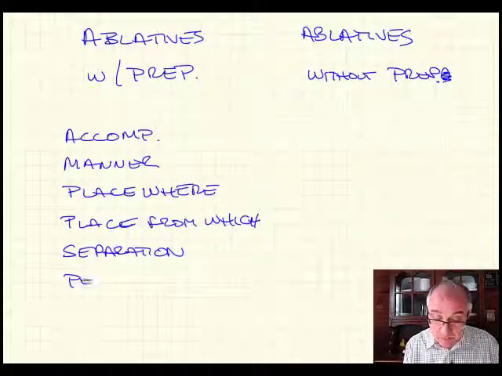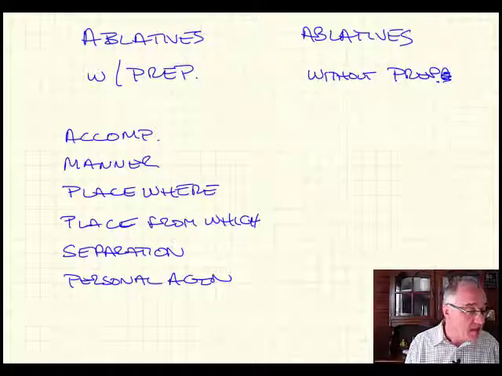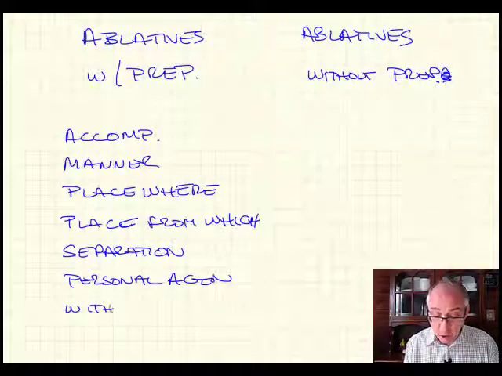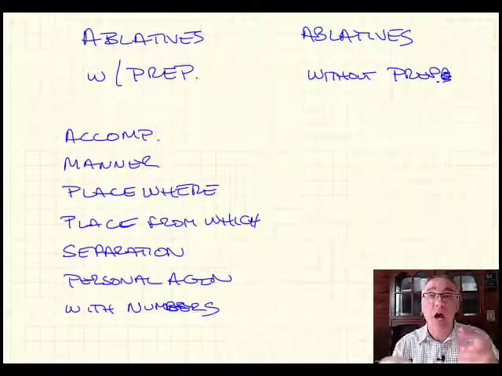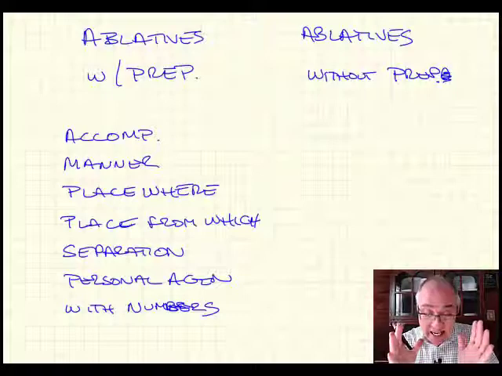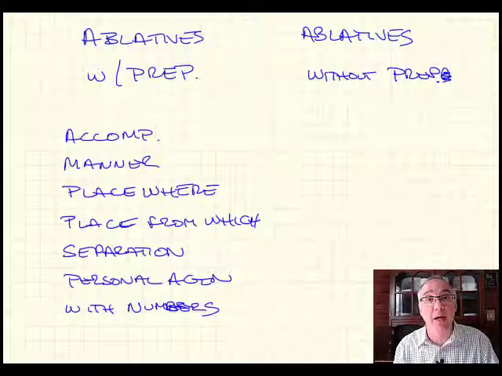Personal agent. And then ablative of the part, sometimes with numbers. Four of the men did this. Because with numbers, he does use de or ex. So we have not talked about that one much, but that's okay. Again, I'm giving you an abbreviated form. I strongly encourage you to make your own list and include the prepositions so you know which ones they are.